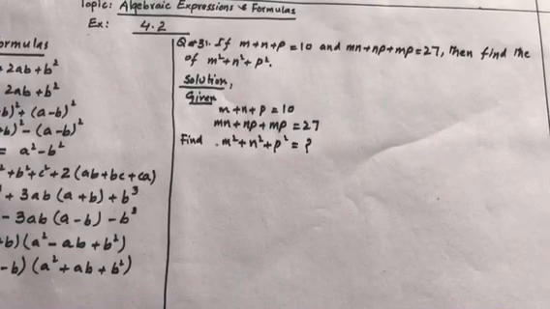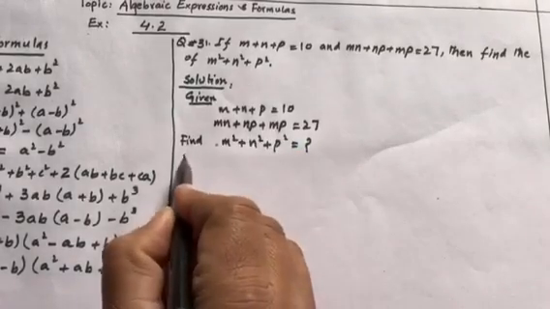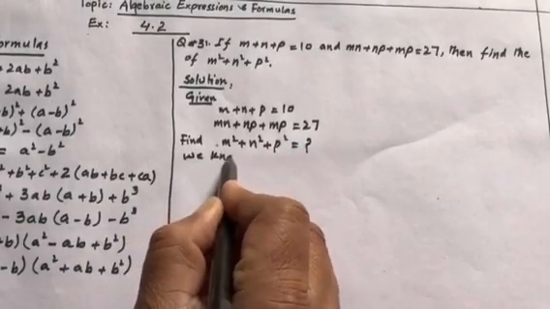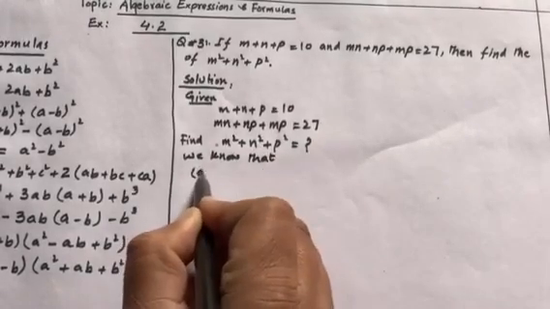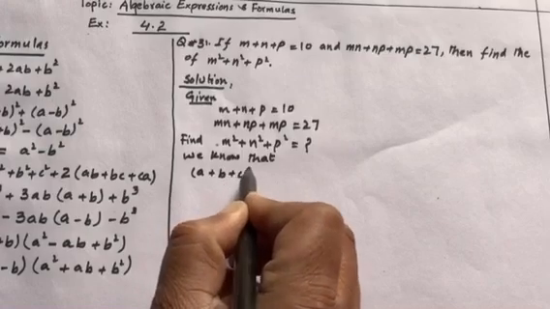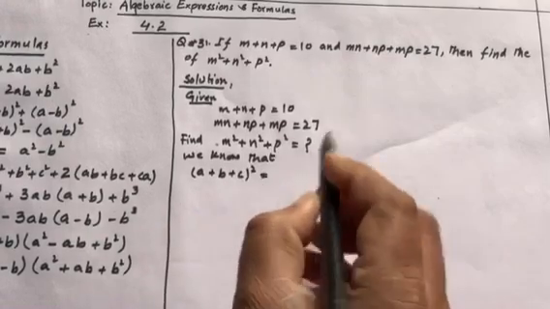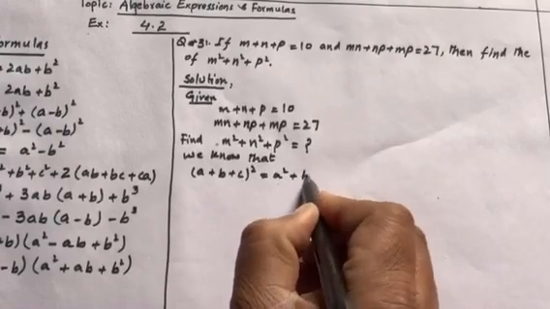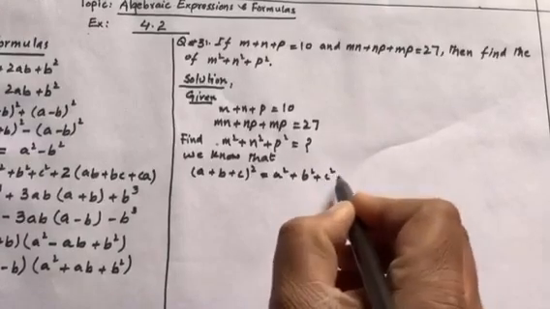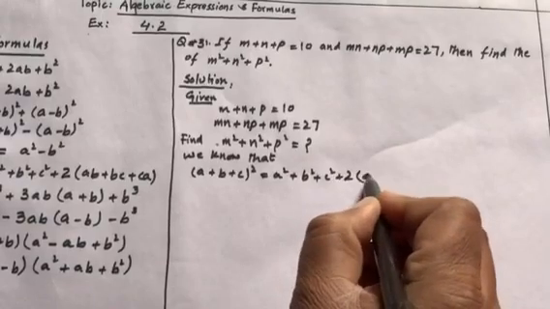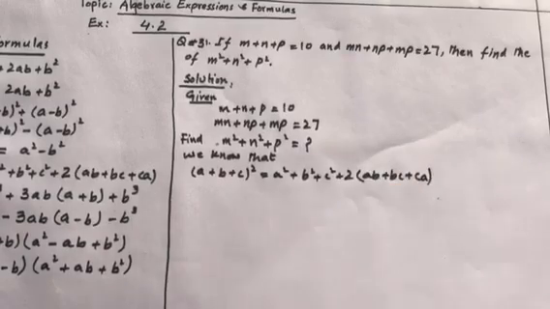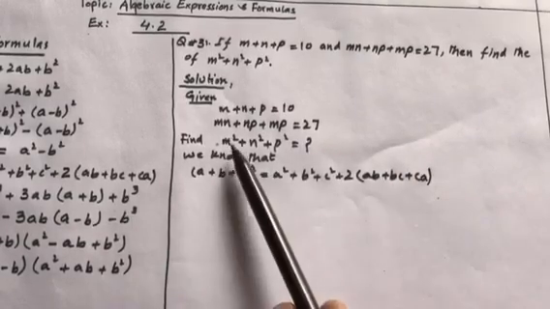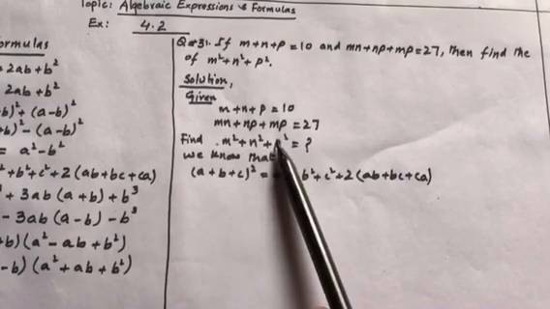So if we use the algebraic formulas, we know that the formula a plus b plus c whole square is equal to a square plus b square plus c square plus 2 into ab plus bc plus ca. By using this formula, we can easily find the value of m square plus n square plus p square.